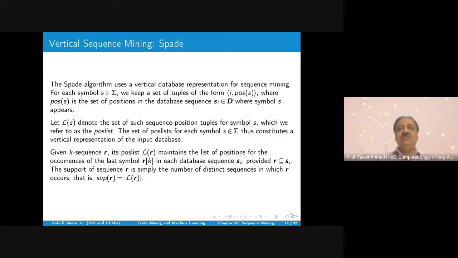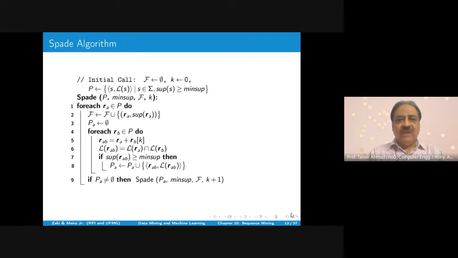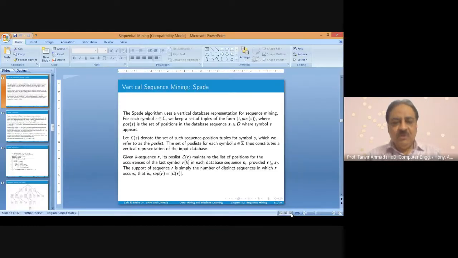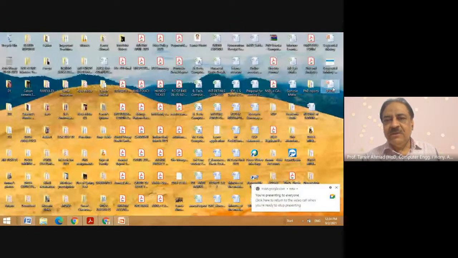Now let us go directly to the algorithm, because with the algorithm you will be very clear how this works. I'll come back to this slide, but before that let me show you how it actually works. Let us see this example. For A, I am putting 1, 2, 4, 5. What is 2, 4, 5? 2, 4, 5 is the position of A in the first sequence. Let me show you both together, which will be easier for you to understand.